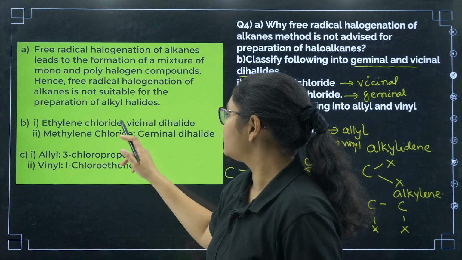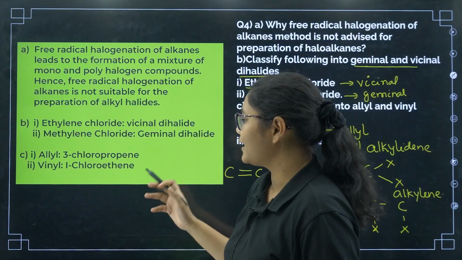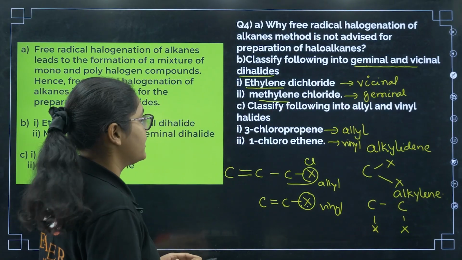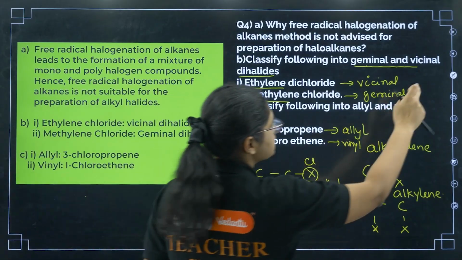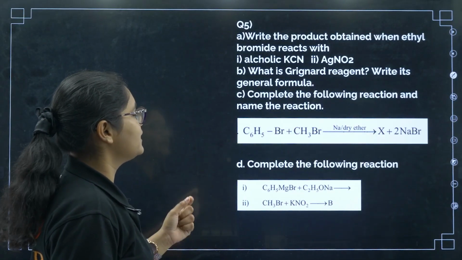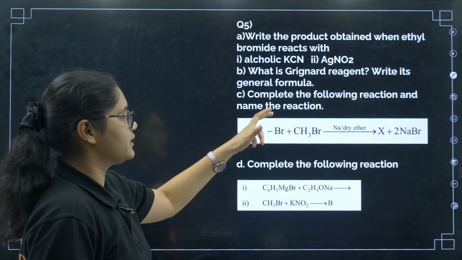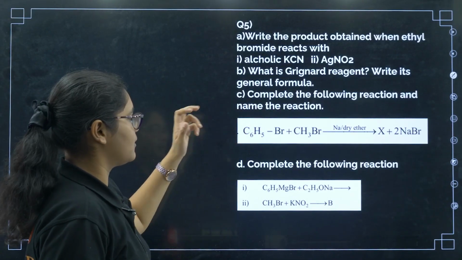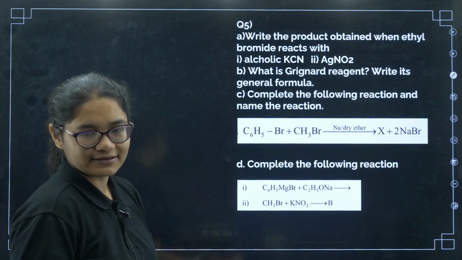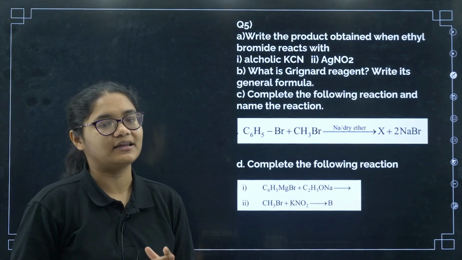Next, we have ethylene chloride, that is vicinal dihalides, and methylene chloride, that is geminal dihalide, and allyl and vinyl, I have already discussed. Okay, now let's move to the next question. Write the product obtained when ethyl bromide reacts with KCN and with AgNO2. What is Grignard reagent? Write its general formula, complete the following reaction, and name the reaction. I have given such name reaction questions so that we can practice the reactions a bit.